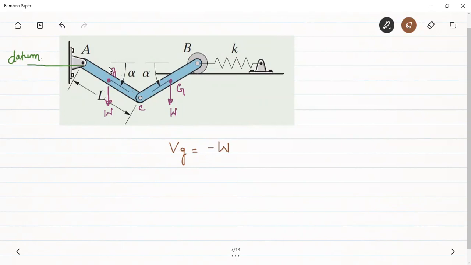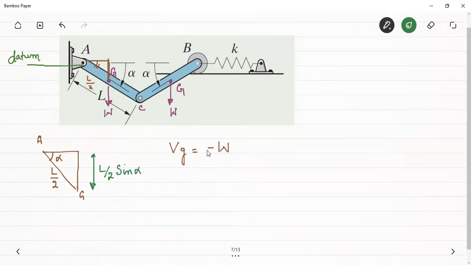And what is the vertical distance of the center of gravity from the datum? That can be given by this right angle triangle here. This will be L by 2, okay? If the length is L, the distance between A and the center of gravity will be L by 2. Since this is alpha, we can find this height of the center of gravity from the datum. Let's draw this right angle triangle here. This is A, this is G. The length between A and G is equal to L by 2. This is angle alpha. And we are interested in this distance because this is going to give us the distance of the center of gravity from the datum.